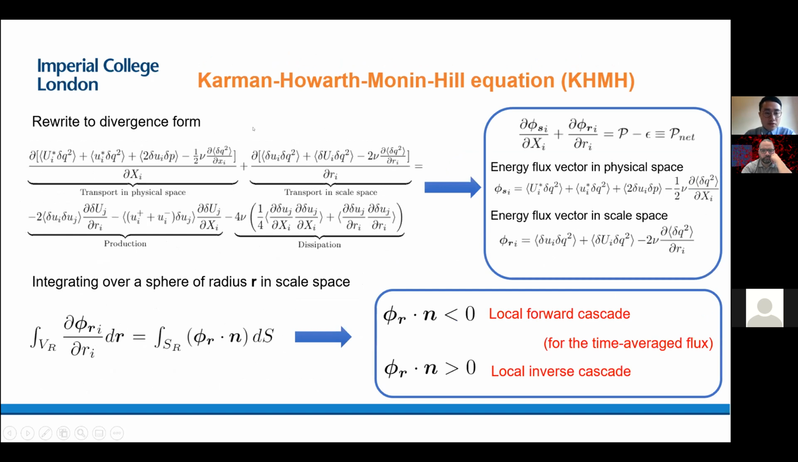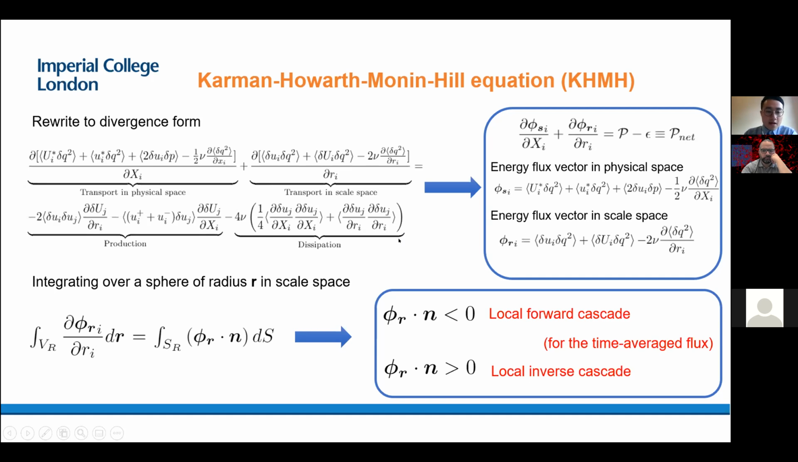In order to use this very complicated equation in a more physical sense, we can rewrite it into a divergence form. The energy flux vector in physical space can then be denoted as phi s, and the energy flux vector in scale space as phi r. We have also left the production minus the dissipation as the net production term.